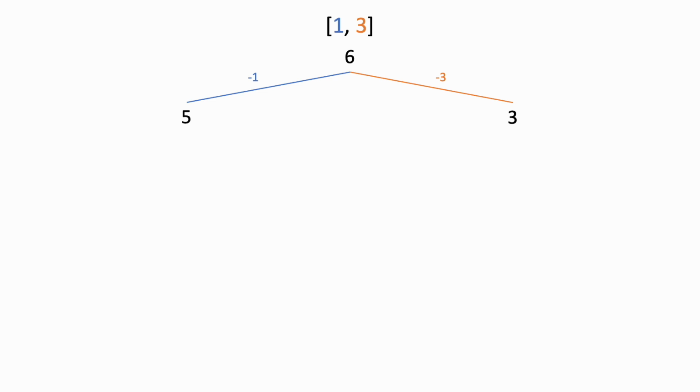Let's recurse down the left branch first. From a remaining amount of 5, let's subtract 1 and pass in 4 to the new function. We'll also need to try subtracting 3 and pass in 2 to the new function. And we keep going.